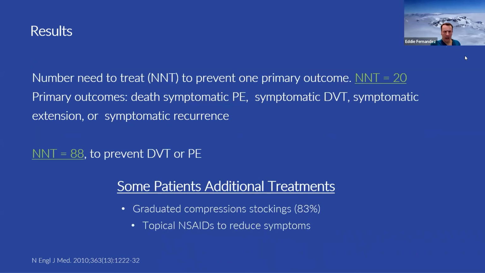However, here's a little bit more in the results. Sorry, I'm going to talk about the fondaparinux. It's the number needed to treat, which is always very important as economics go. And the number needed to treat was 20 for their primary outcomes. And the number needed to treat was 88 to prevent a DVT or a PE. So that's not a big number. If you look at some of the studies with statins, the number needed to treat to prevent endpoint complications such as MI and other problems is much higher than this. So this is much more significant, okay?